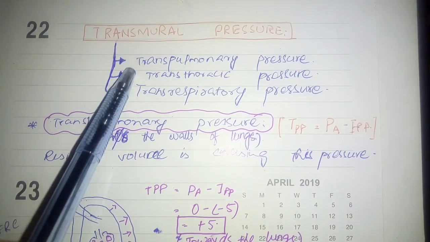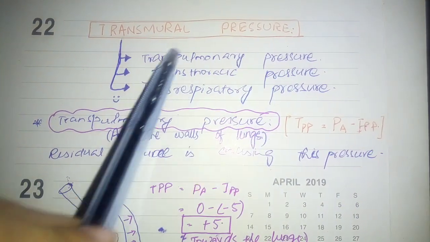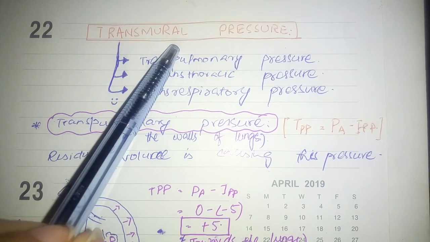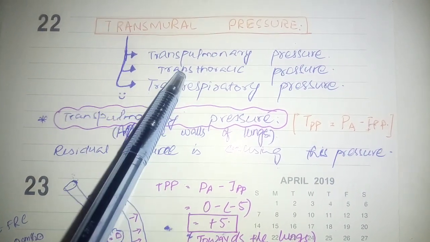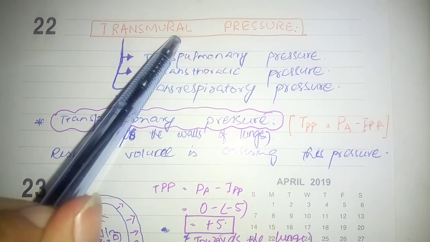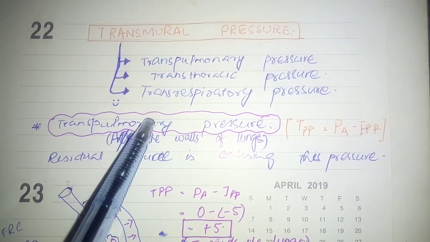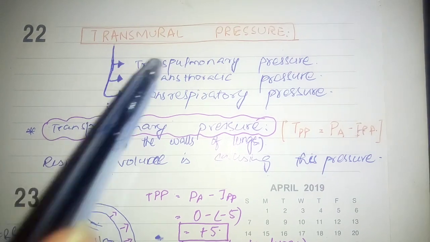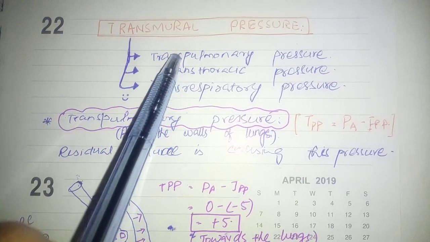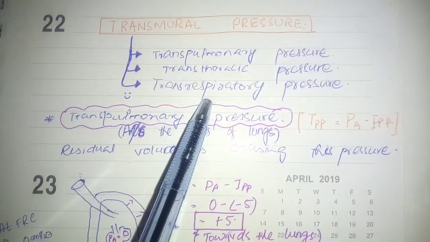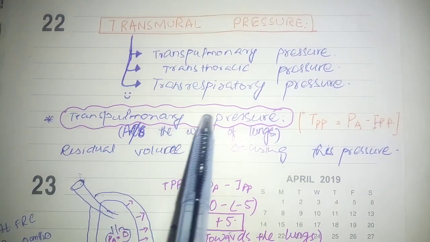Now there are 3 types of transmural pressure. The first one is the transpulmonary pressure, the second one is the transthoracic pressure, and the third one is the transrespiratory pressure. First of all, you have to understand what the word trans means. Trans means across. That means transpulmonary means across the lungs, transthoracic means across the chest, and transrespiratory means across the respiratory system.